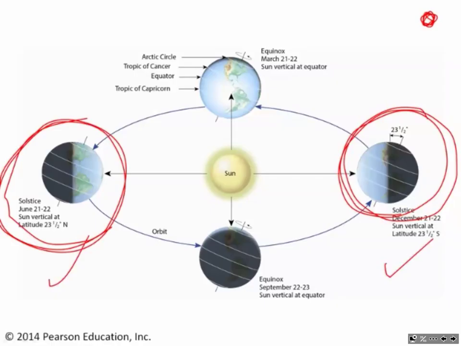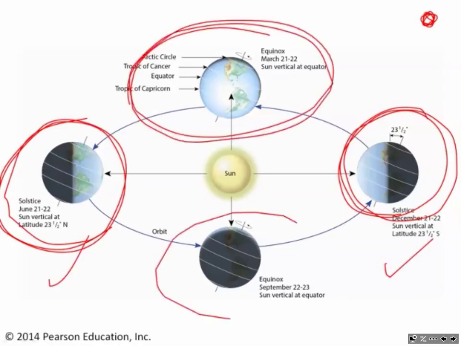And then in between are the equinoxes. So here's one equinox and here's the other. There's one equinox in spring and one equinox in fall. And those are the days, of course, when the day is equal to the night.